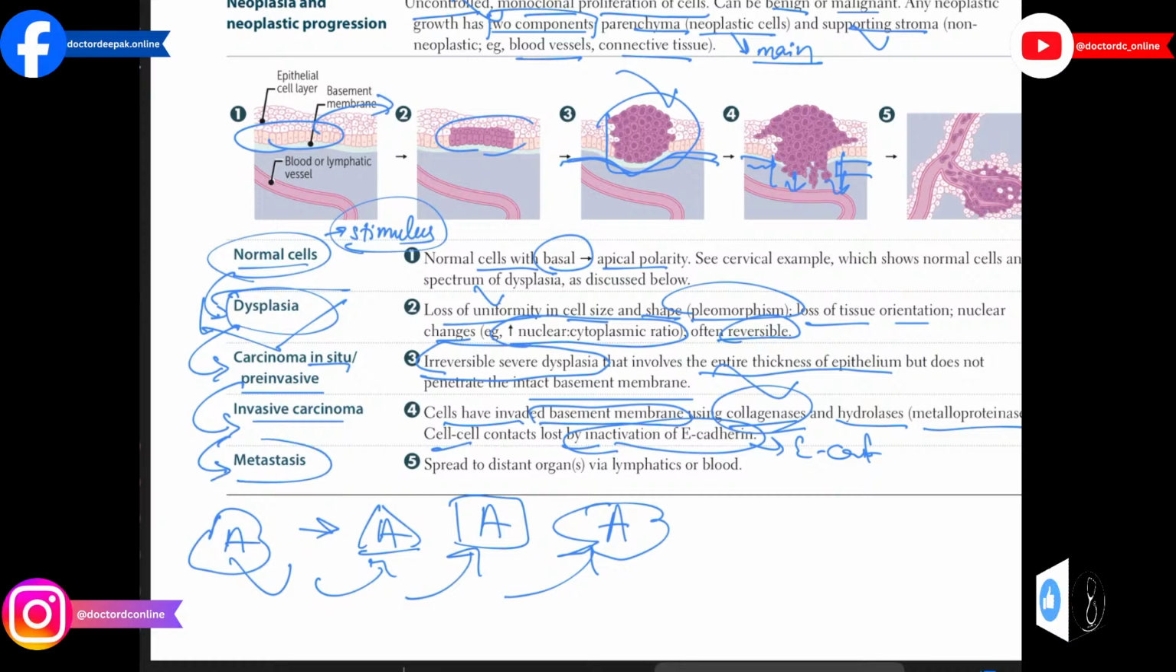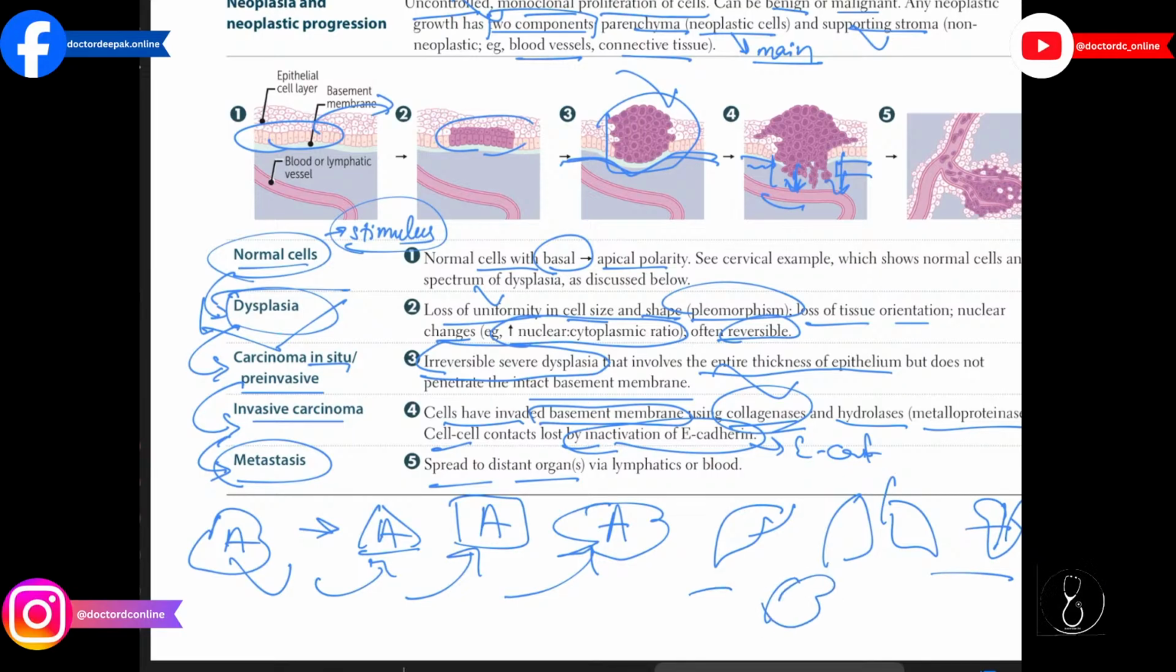Then comes the stage of metastasis, in which the cancer spreads to distant organs. After going into blood vessels and lymphatics, it spreads to other organs, for example liver, lungs, heart, brain, etc. For example, with the ovaries, the retrograde flow of blood helps to metastasize this cancer to different organs like the lungs, liver, heart, and brain.